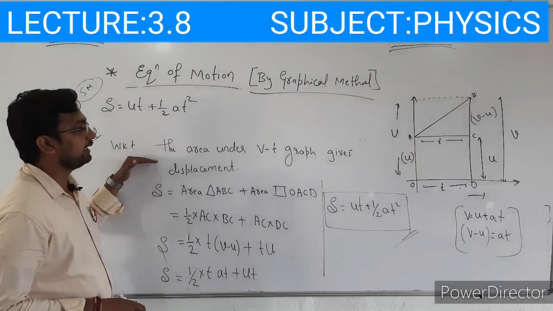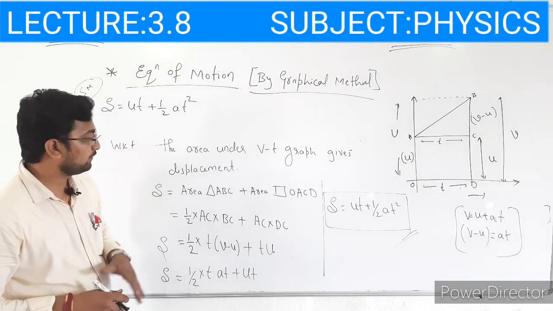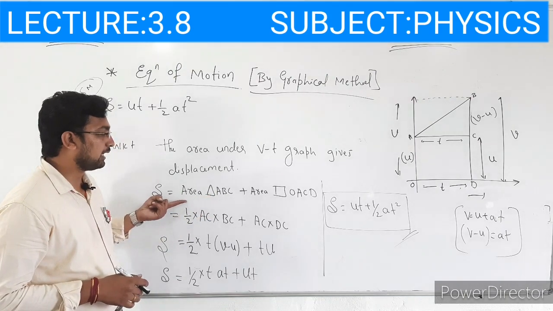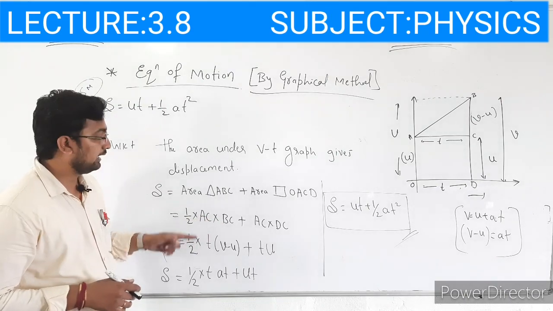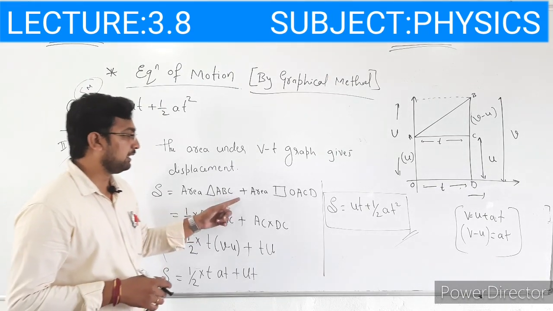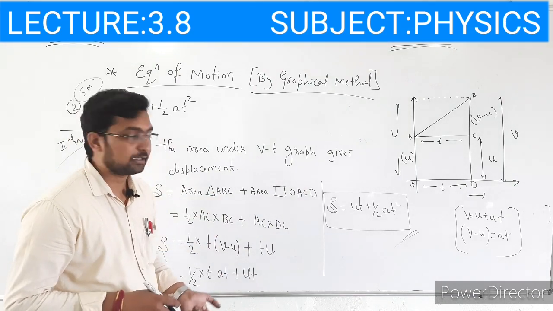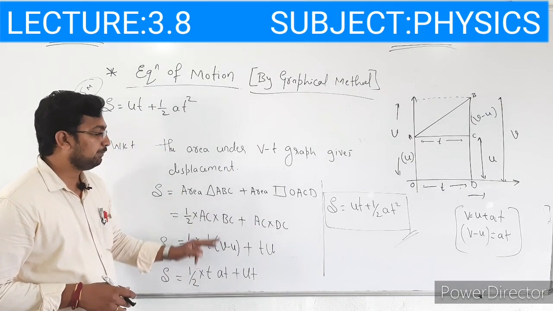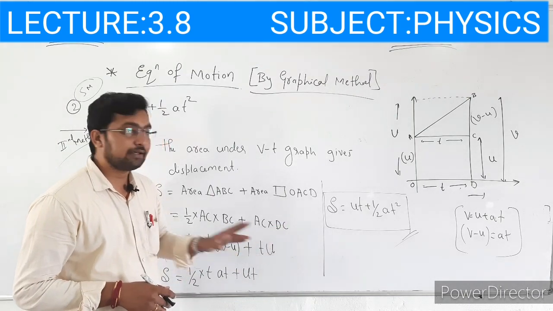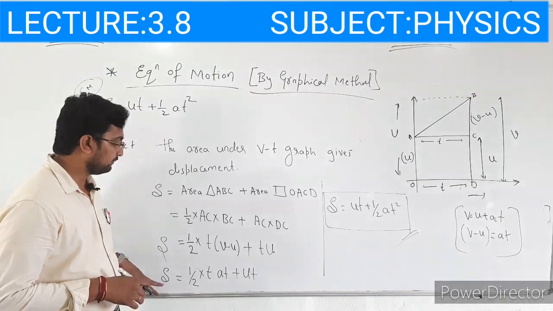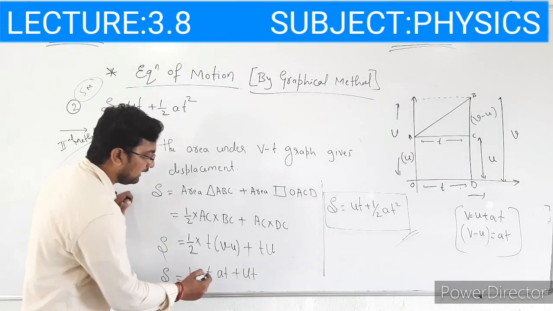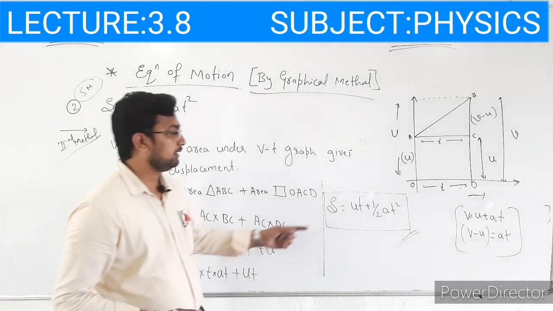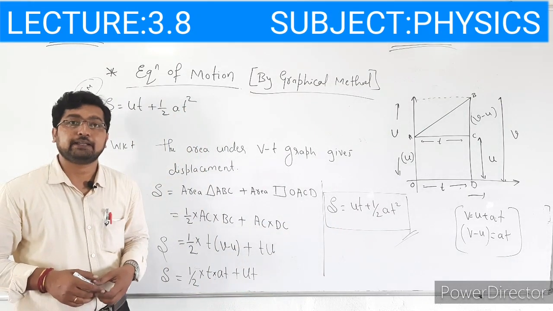After that, the area under the v-t graph gives the displacement. So then S is equal to area of a triangle plus area of a rectangle. The area of a triangle is half into base into height. Here the base value is AC, the height value is BC, plus the area of a rectangle, length into breadth, AC into DC. After that, substitute all the values: AC is T, BC value is V minus U, AC is T, DC value is U. Simplify this, then S equal to 1 by 2 T into AT plus UT. Rearrange this equation, then it becomes S equal to UT plus half AT square.